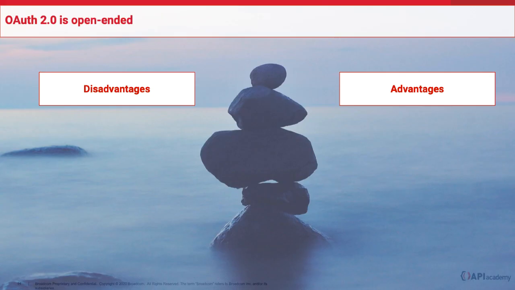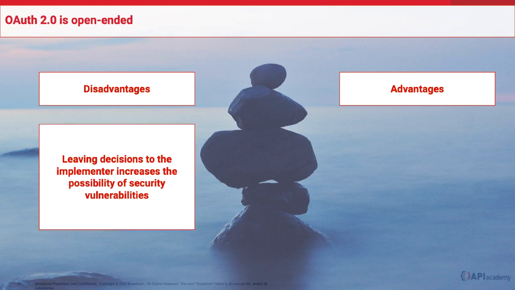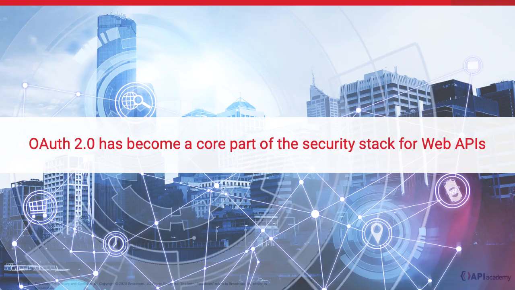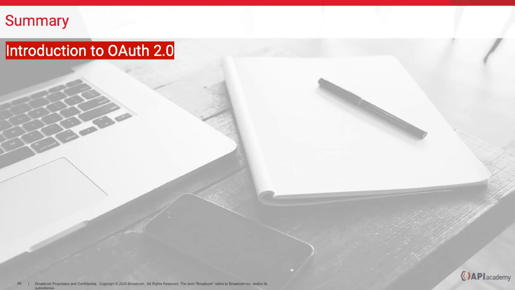OAuth 2's open-ended nature has advantages and disadvantages. Leaving so many decisions to the implementer increases the possibility of security vulnerabilities and interoperability issues. But this has made it possible to build new specifications on the OAuth framework, such as OpenID Connect, which allows authentication via a third-party service. OAuth 2 has become a core part of the security stack for web APIs. If you need to control API access, this is the standard you'll want to use today.